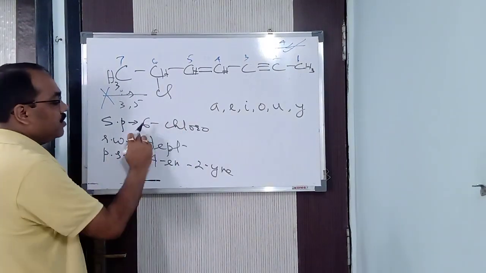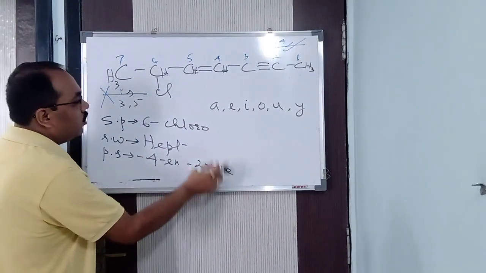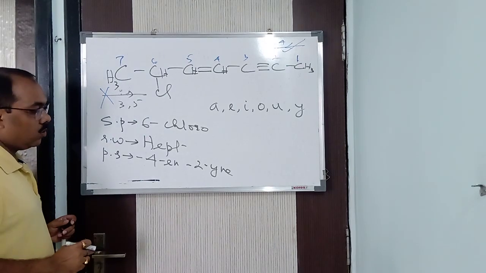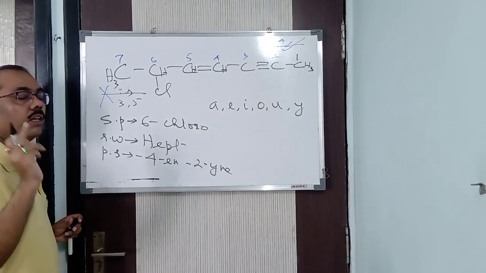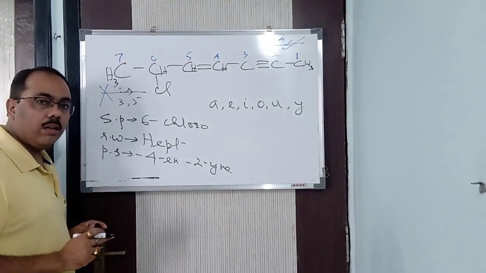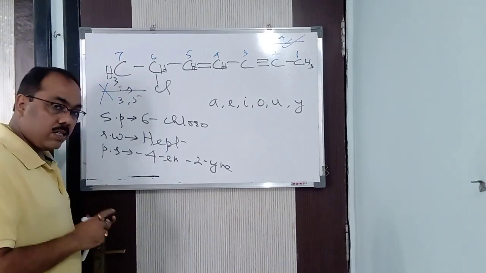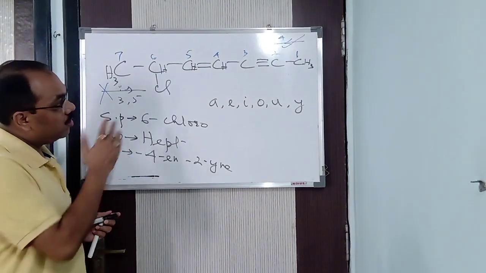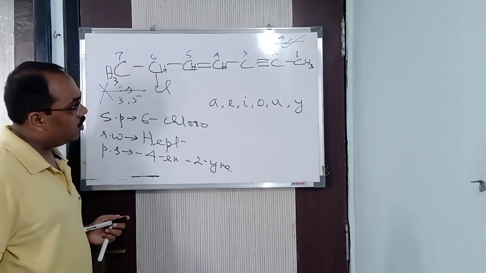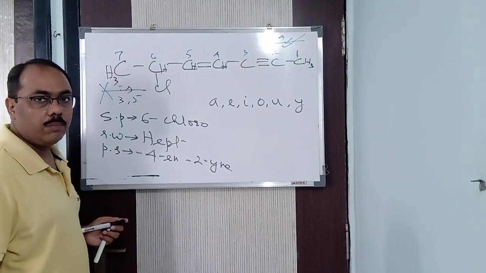Then what is the IUPAC name? 6-chlorohept-4-yn-2-ene. We got the IUPAC name in this particular manner. Clear? Understood how to write the IUPAC name when multiple bonds come? You need to do it this way when multiple bonds come.